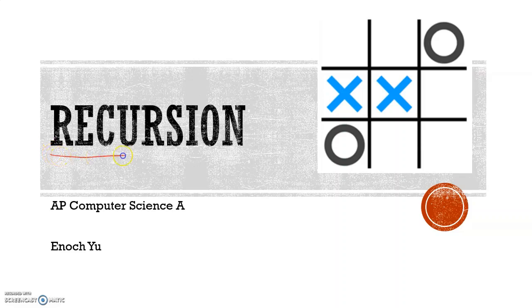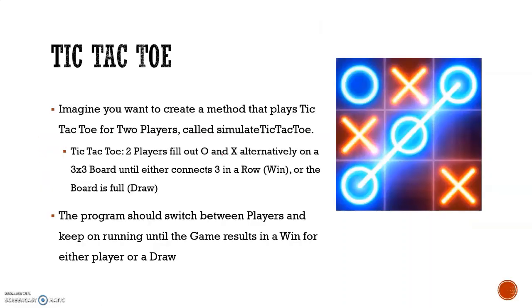Hello, today we're going to be talking about recursion. Imagine we want to create a method that plays tic-tac-toe for two players, called simulate tic-tac-toe. Tic-tac-toe is a game where two players fill out O and X alternately on the 3x3 board until either connects 3 in a row, or the board is a draw.